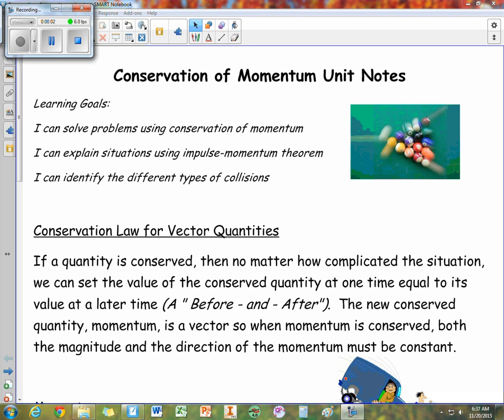Okay, this is video 1 for the Conservation of Momentum unit notes. The learning goals for this unit: I want you to be able to solve problems involving conservation of momentum, I want you to be able to explain situations using the impulse momentum theorem, and I want you to be able to identify different types of collisions.